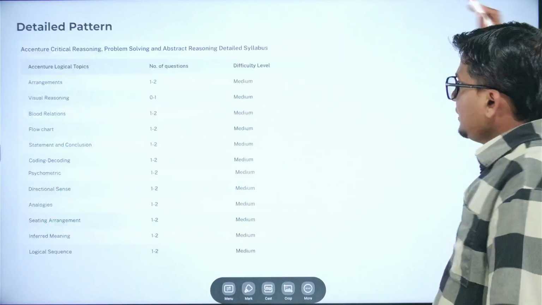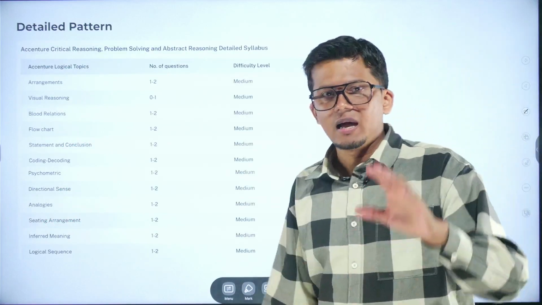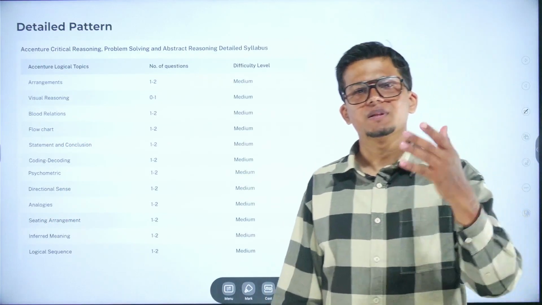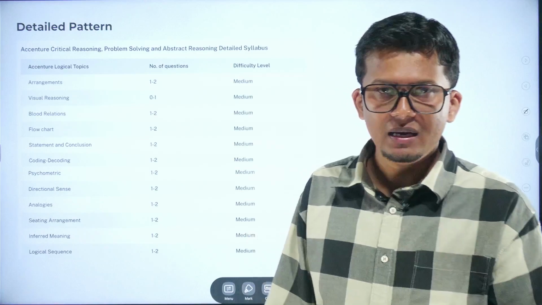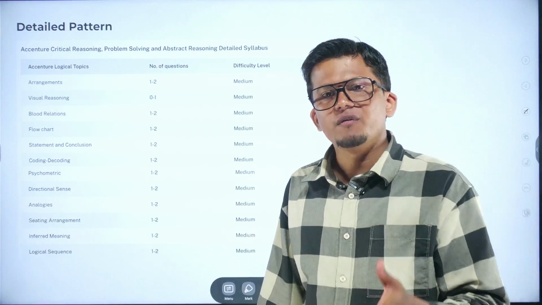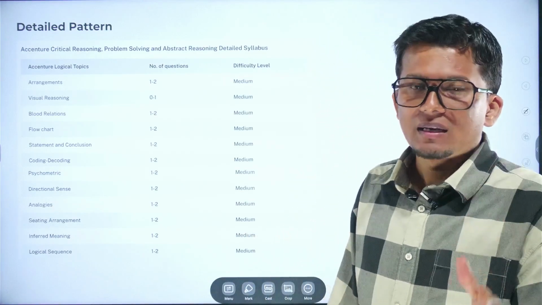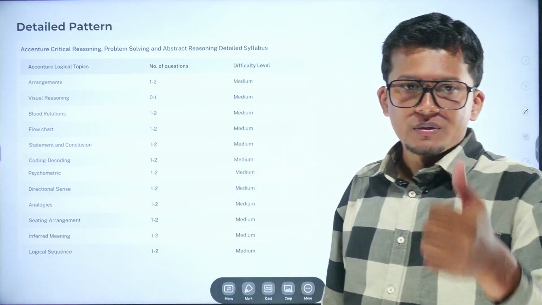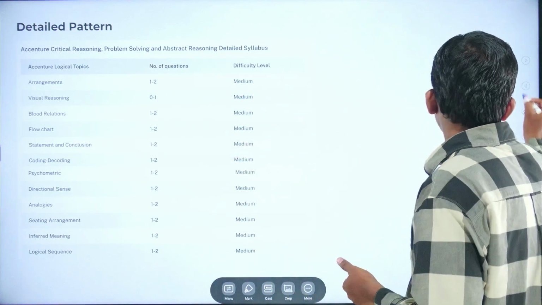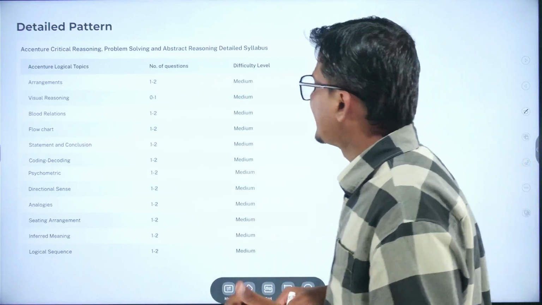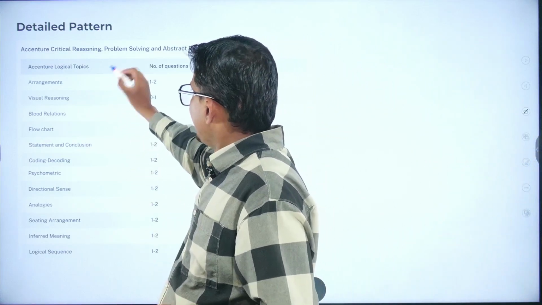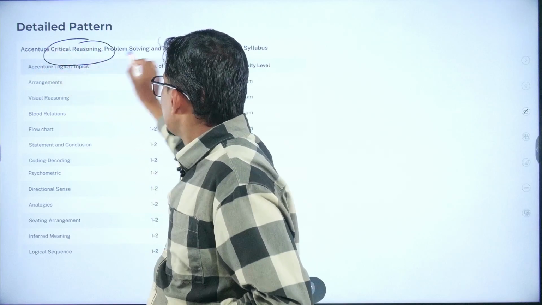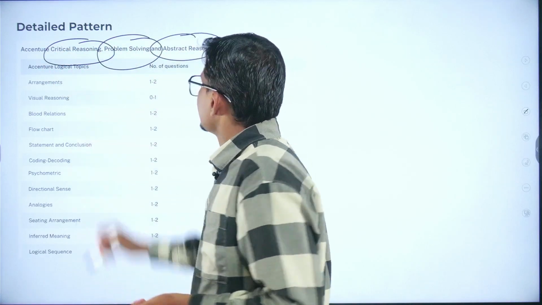So before anything, first of all I have to make you familiar with the detailed examination pattern and the weightage of each of the topics, so that you can start your preparation accordingly, right? So these are the chapters or the topics that you have to go through, with regard to critical reasoning, problem solving and abstract reasoning.